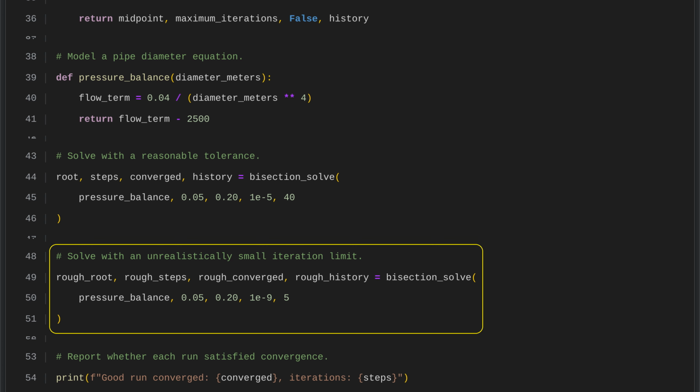Here, the pressure balance equation is solved with the bisection method using a narrow interval from 0.05 to 0.20, a very small tolerance, and only 5 allowed iterations. This restrictive setup shows what happens when the iteration limit is too low for the method to converge.